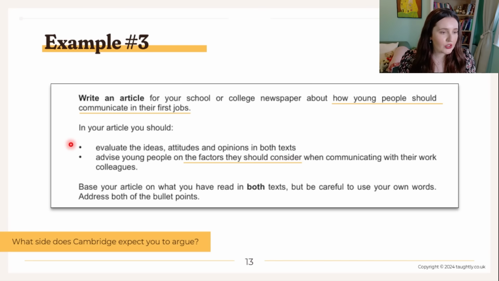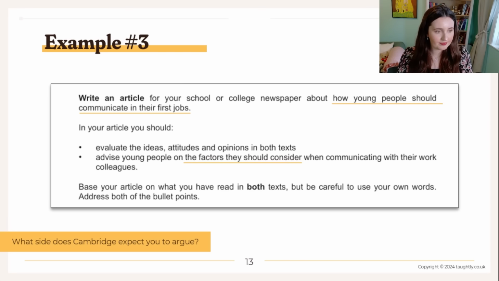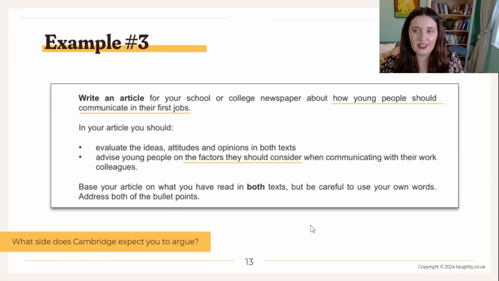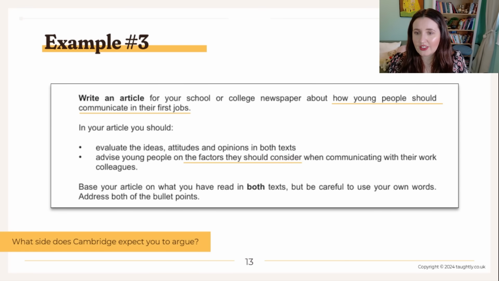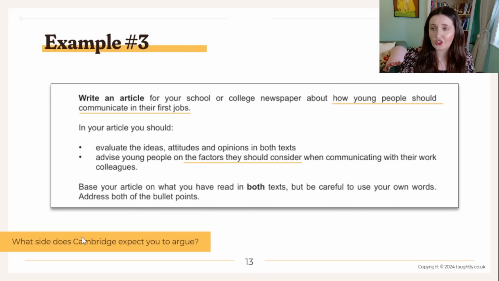In your article you should evaluate the ideas, attitudes and opinions in both texts. Advise young people on the factors they should consider when communicating with their work colleagues. So for this one, I doubt that Cambridge are going to say to you, oh, we should all be very, very rude in our first jobs, right? But it is implying that there are factors that we should consider as young people entering the workplace.